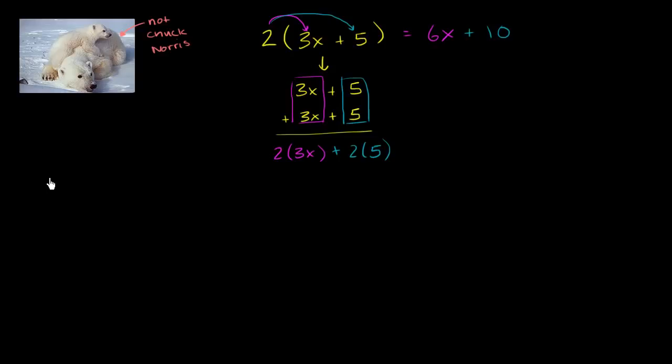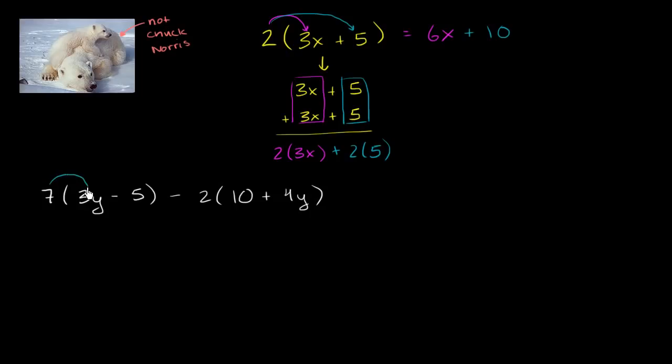So let's say that I had 7 times 3y minus 5 minus 2 times 10 plus 4y. Let's see if we can simplify this. Well, let's work on the left-hand side of the expression, the 7 times 3y minus 5. We just have to distribute the 7.